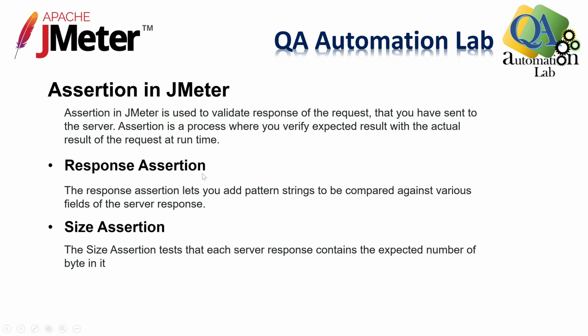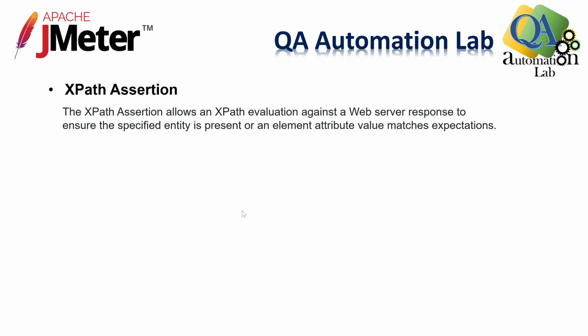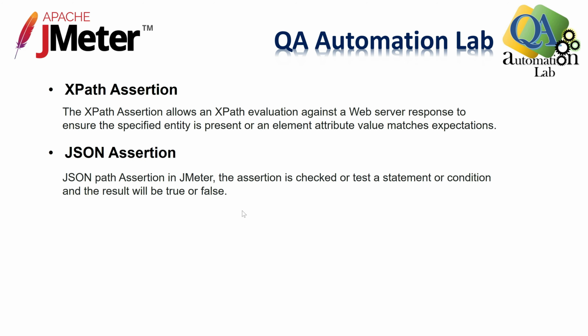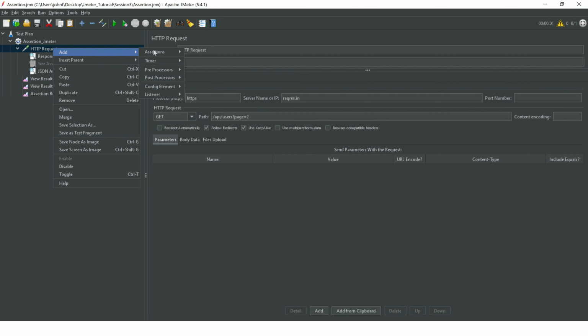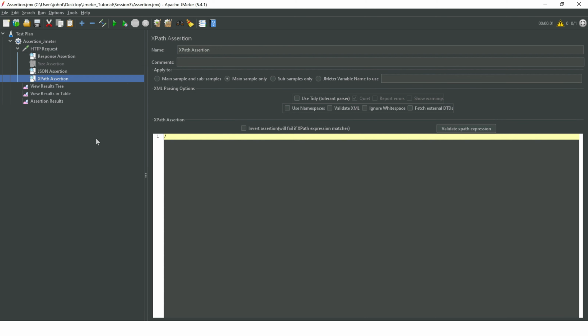So far we have seen response assertion, size assertion, and JSON assertion, which is done. XPath assertion we still need to see. So let's check XPath assertion in the JMeter console. Let me add an XPath assertion. Let me show you guys what XPath is and how we locate it.